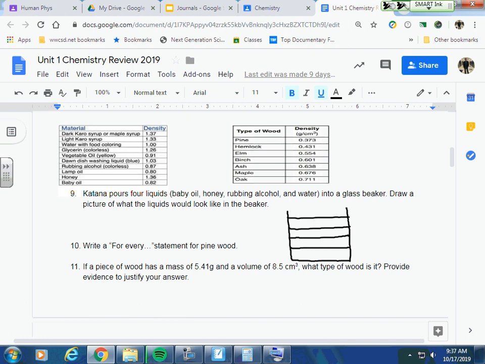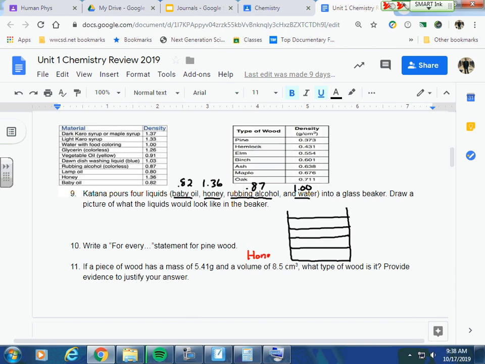And so out of baby oil, honey, rubbing alcohol, water, we've got to see which one has the most density because that will go to the bottom. All right. So baby oil is just 0.82 and honey is 1.36. Rubbing alcohol is 0.87. Water should be 1. Does it say on here? All right. And so the highest of those numbers is honey. So that would be at the bottom. So maybe I just label it honey.